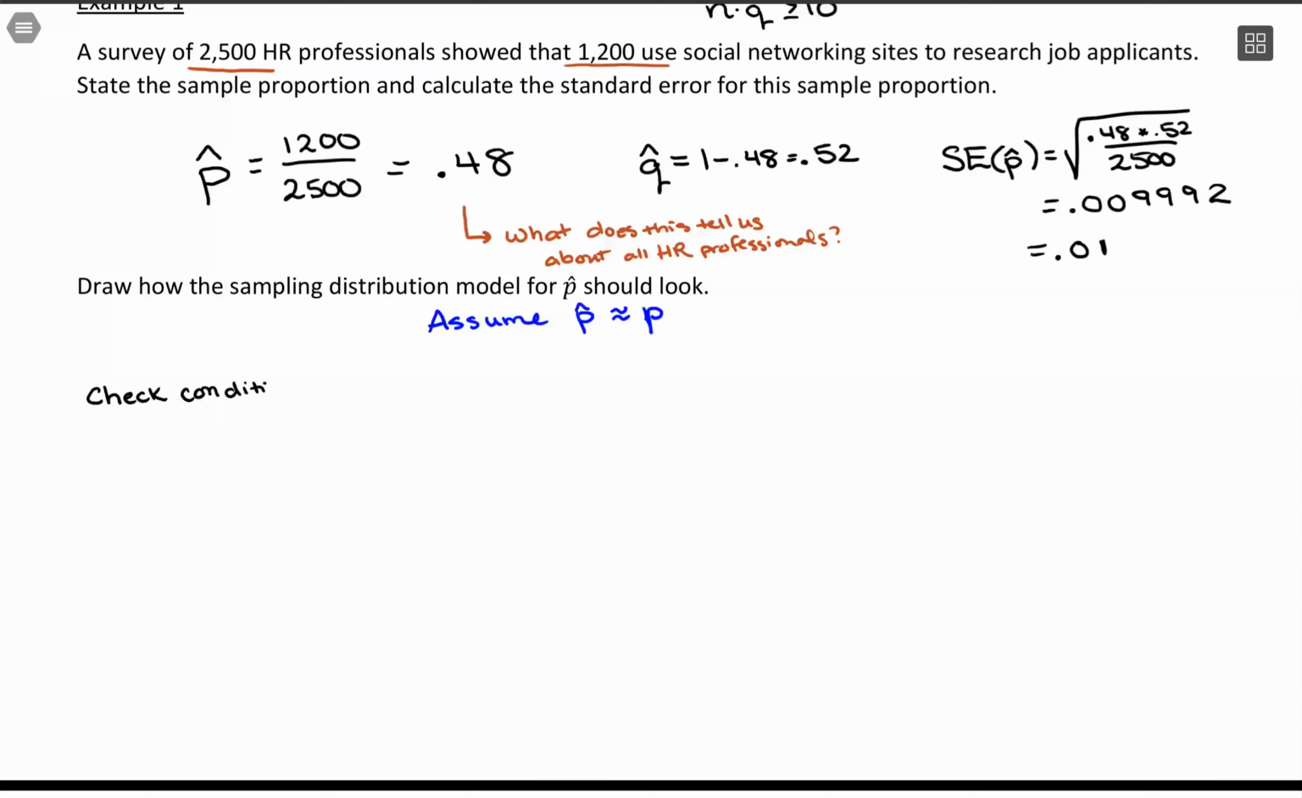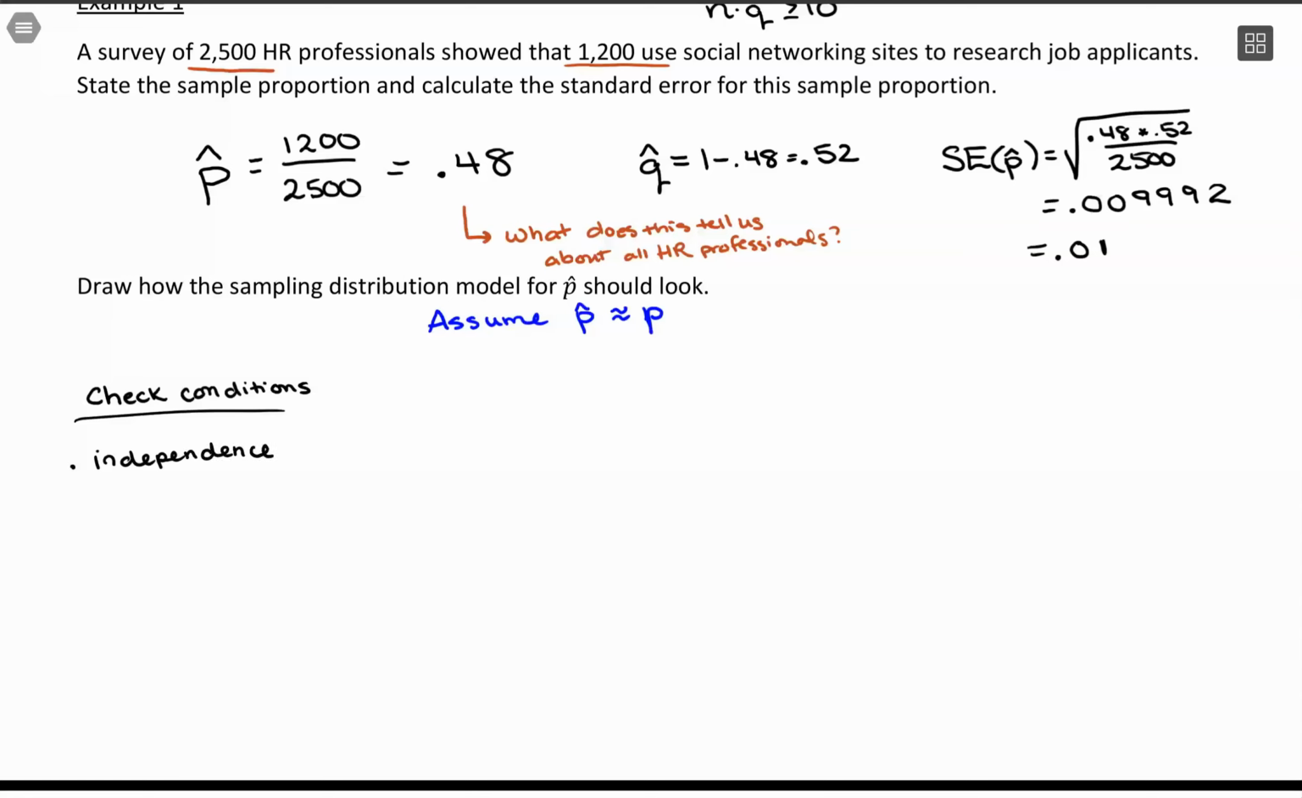So independence, and we could use that 10% condition. Sampling 2,500 HR professionals in the world is probably less than 10% of all HR professionals. Or you could say how they research job applicants would be independent of each other, but we'll be good there. Randomization, this should be a random sample, which it doesn't specifically say, but we'll assume that's good there.